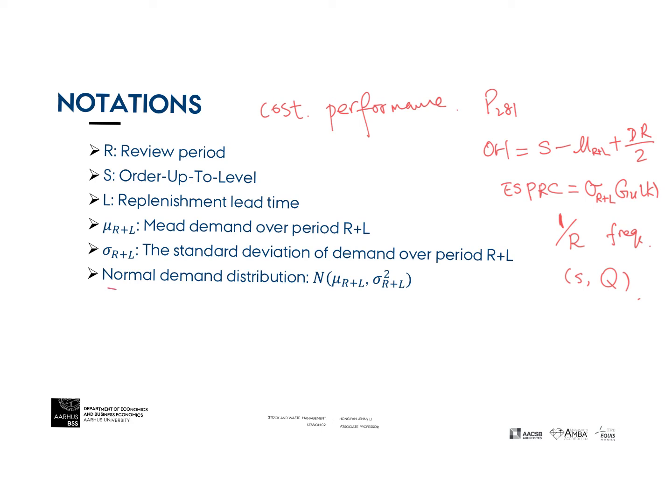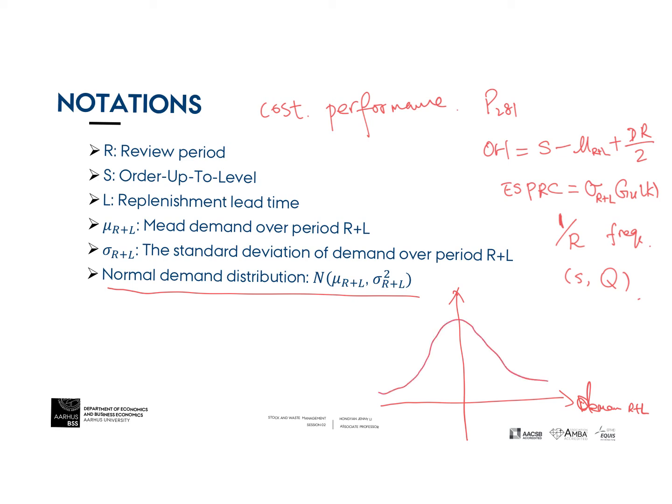So here we know the normal demand distribution over the review period plus lead time. If it's a service level, we're actually talking about having the demand distribution for the R plus L period, which is a normal distribution. Then we try to decide an order quantity which makes sure your demand is less than your order quantity. This is a service level.